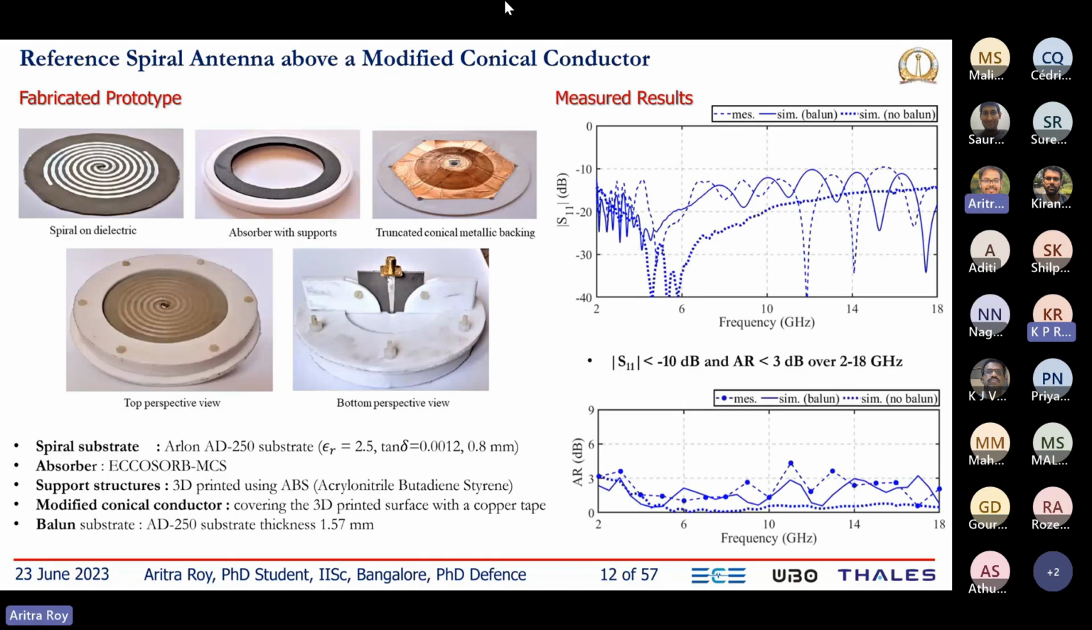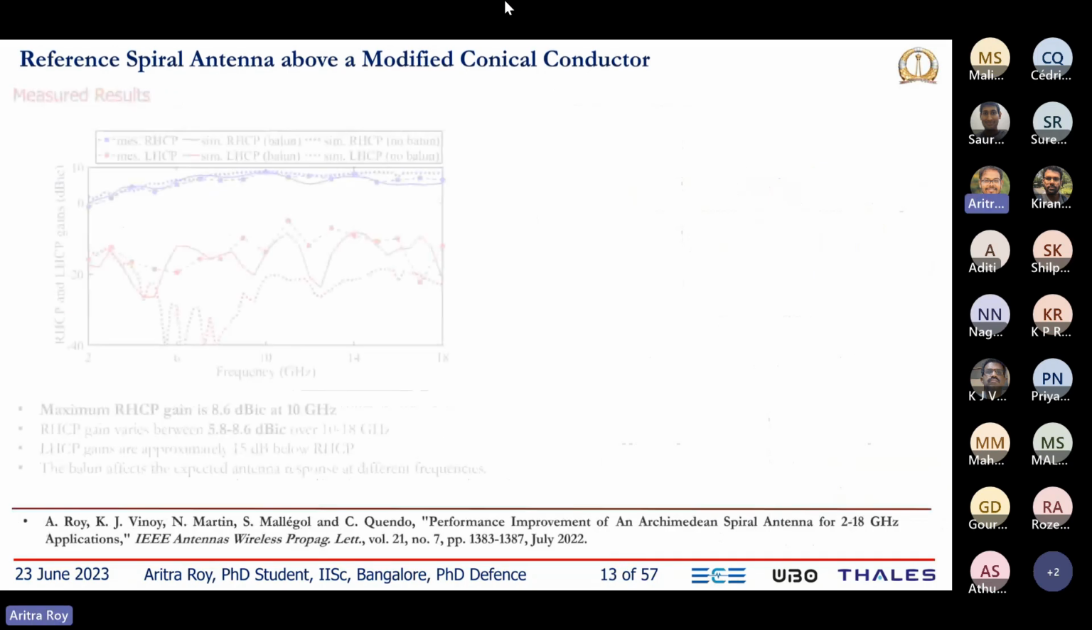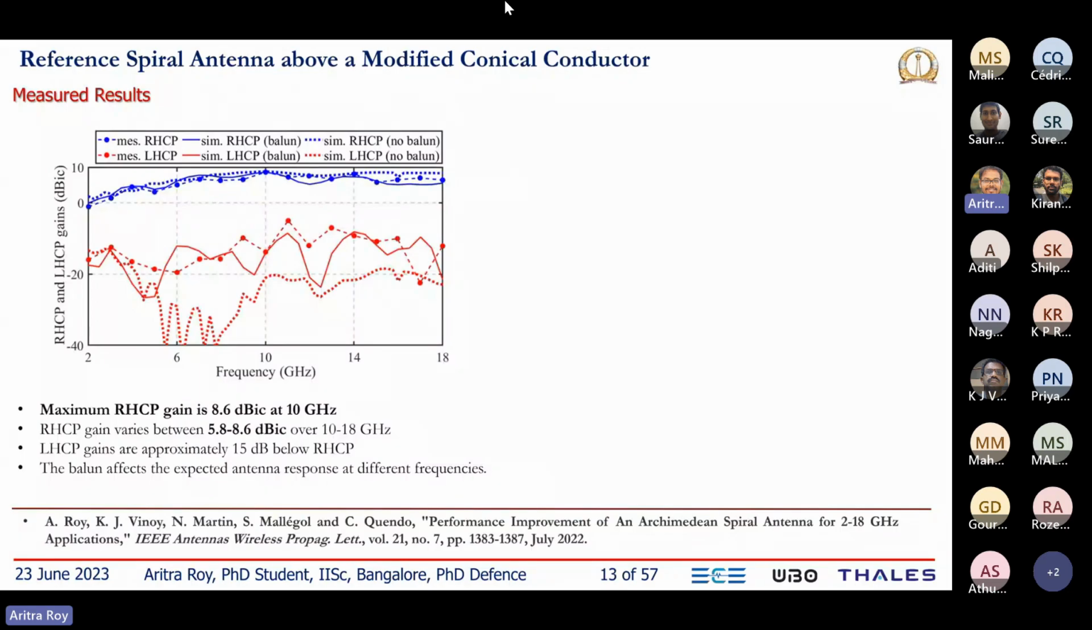When we measured the geometry, we observed an S11 less than 10 dB throughout the band. We have an axial ratio less than 3 dB almost throughout the band. Here we also observe the effects of balun and no balun in the simulation. We plotted the RHCP and LHCP gains, which are shown here. What we observed is a maximum gain of 8.6 dBic, and the gain variation is restricted to within 2.8 dB from 10 to 18 gigahertz. So this was a significant improvement.